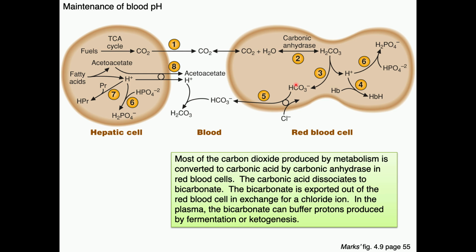Likewise, the red blood cell, not shown here, is going to be making lactic acid, and that's going to dissociate into lactate and a proton, and that will have the effect of acidifying the extracellular environment. So the bicarbonate leaves the red blood cell through a chloride bicarbonate exchanger, and the bicarbonate then can act as a pH buffer by being in equilibrium with the carbonic acid extracellularly.